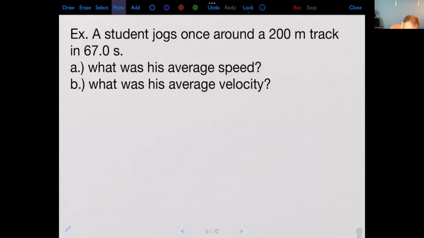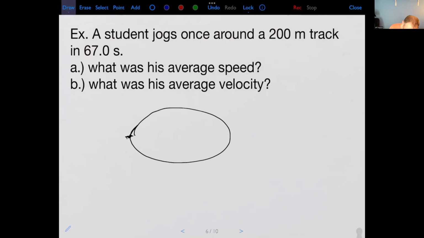So again, I'm going to draw a little picture here. Let's say it doesn't matter, let's say it's an oval track. So let's say this is a starting and ending position. It's an oval track. It looks something like this. And they're going to end back at the same spot here.